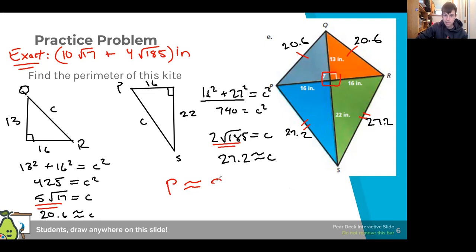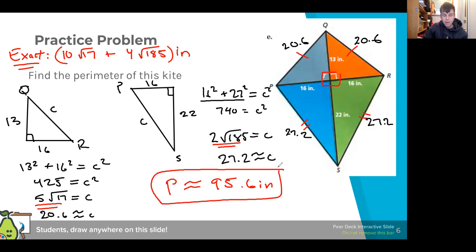And 95.6. So approximately, that's going to be pretty close, right? I don't know what this exactly ends up being, but as a decimal, if I get an approximation, I don't know how close this is, but it's pretty close, I bet. So we'll be happy with that answer.